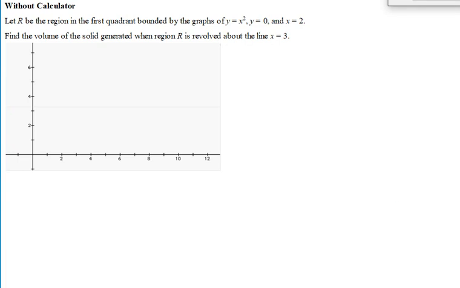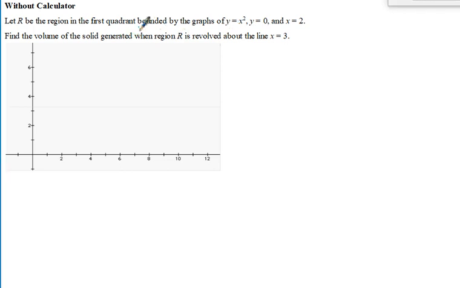The notes for AP Calculus on the topic of the shell method, continued. So this first one we'll do without a calculator, and the second one we'll do with the calculator. So this says, let R be the region in the first quadrant bounded by the graphs.